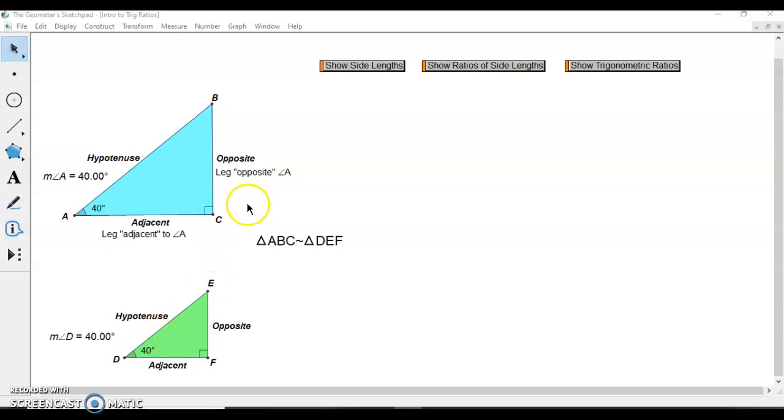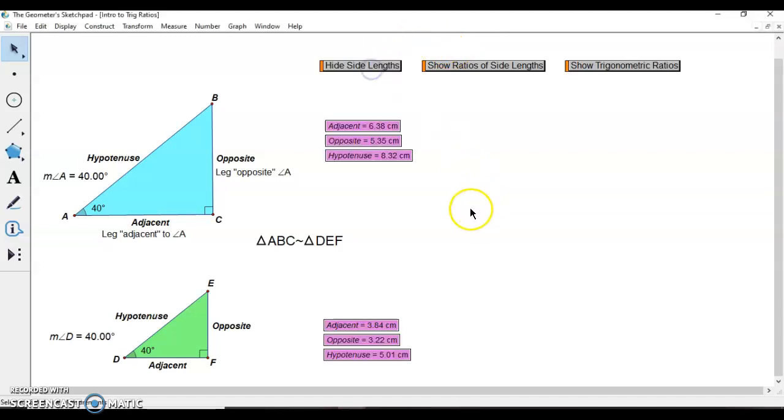So the first step to this is I'm going to show you the different side lengths to these triangles. In the blue triangle up here, we have that the adjacent leg, AC, is 6.38 centimeters. The opposite leg, which is segment BC, has a length of 5.35 centimeters, and so forth and so on. So you can see the lengths of the blue triangle here. You can see the lengths of the green triangle here. And what you can see is that they are different lengths.